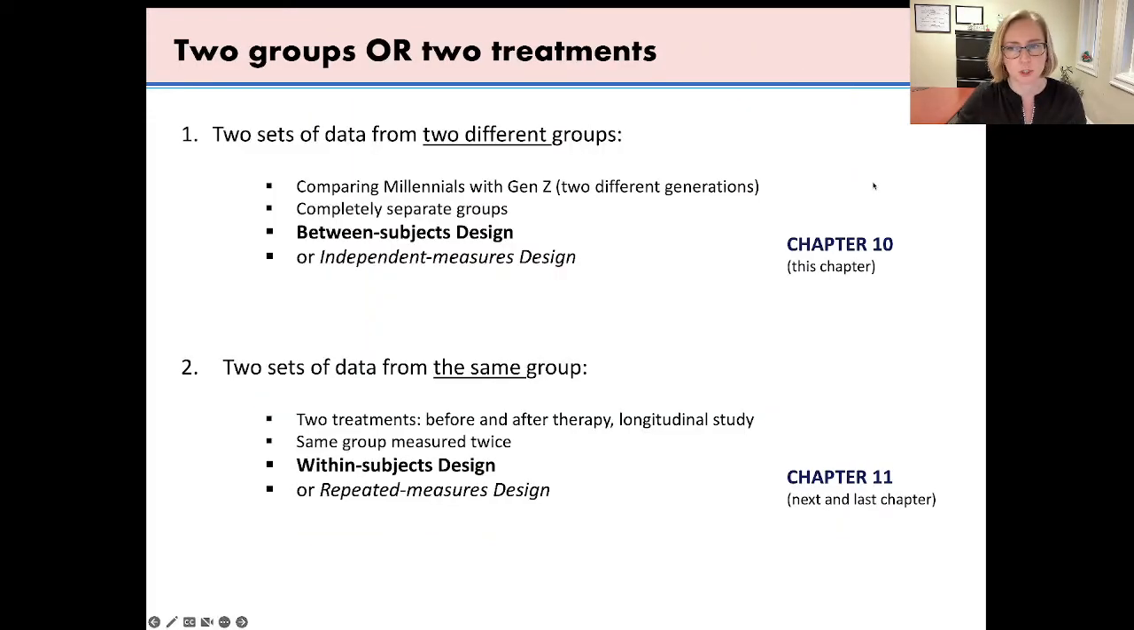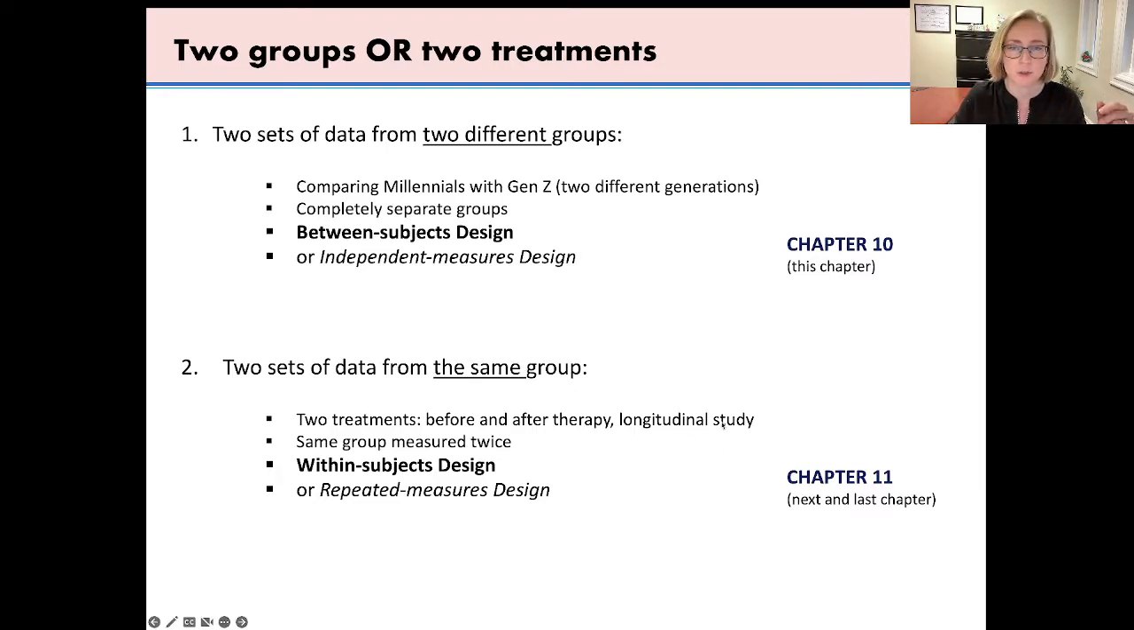Coming back to what I showed you in chapter 10, chapter 10 was a between-subjects design, where we talk about two different independent groups, hence we call it independent measures. Two separate groups, you cannot mix those two groups together. Whereas in chapter 11, which we're going to talk about today, it's the same group but tested twice. So two different treatments, such as before and after therapy, a baseline measure versus how they do after your experiment.